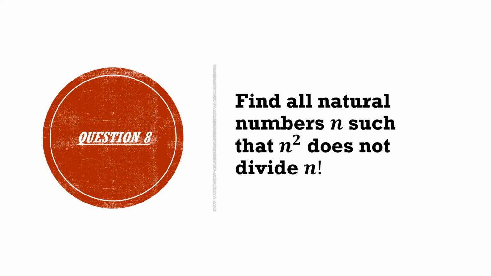Today's question is: find all natural numbers n such that n squared does not divide n factorial. Let us say n is 5. So if n is 5, 5 squared is 25 and 5 factorial is 120. 25 does not divide 120, that is correct. So 5 is one of our answers.